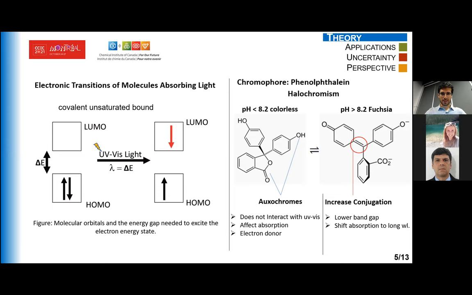And so the chromophores, they have some groups that are called auxochromes, and those groups do not typically interact with the UVVs, but they affect the absorption. They act as electron donors for the chromophores. And what is interesting that happens here, for example, with the phenolphthalein, is that when the pH is above 8.2, it gains an unsaturation. And this unsaturation will increase the conjugation level of the molecule. Instead of having separated sites of conjugation, now the conjugation is around the molecule, and this provides a lower band gap to the molecule that shifts the absorption to longer wavelengths, making the molecule no longer transparent to the UVVs light, and now it's responsive in the visible area.